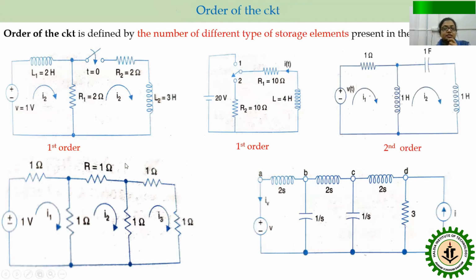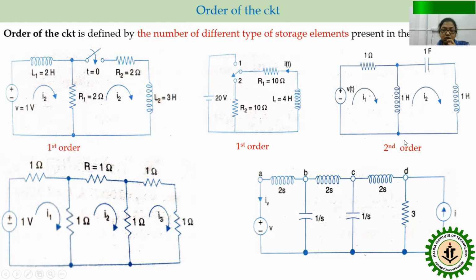Now here you can see some circuits that contain what are called storage elements, L and C. They store some energy, some charge. In this circuit only one type of storage element is present, so we can say the order of this circuit is first order. The order of the circuit is defined by the number of different types of storage elements present in the circuit. Here only one type of storage element is present, that's why the order is 1.